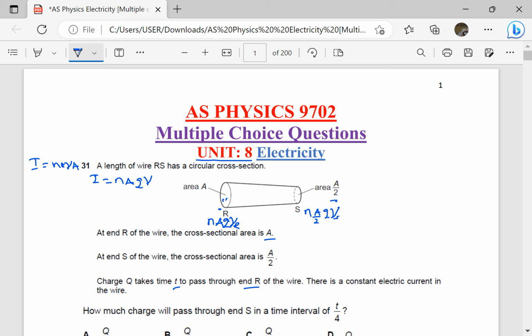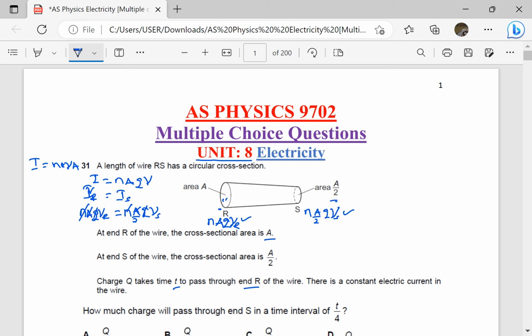So if the current is the same, then these two expressions are going to be equal. That means the current at position R is going to be the same as the current at position S. That means nAQvR is the same as n(A/2)QvS. So Q cancels, n cancels, Q cancels, A has cancelled.